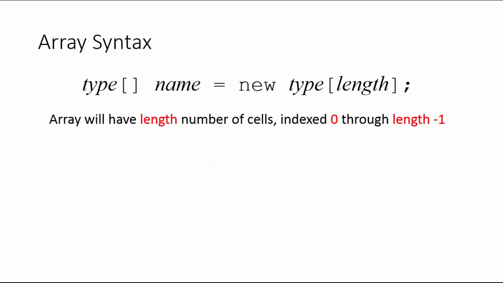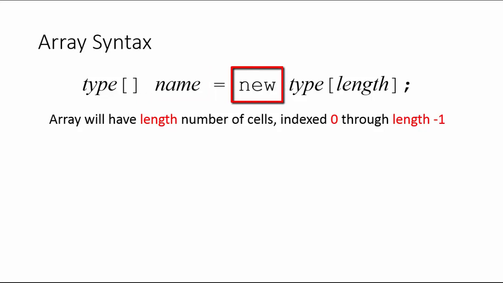Let's look at the array syntax in more detail. To create an array object, the type of the reference variable will be the type of variable stored in the array followed by the square brackets. If we want to store a list of integers, the type will be int bracket bracket, or int array. If we want to store a list of string objects, the type will be string bracket bracket, or string array. The type of the array can be any of the Java primitive types or object reference types. The type is followed by the reference variable name of the array.